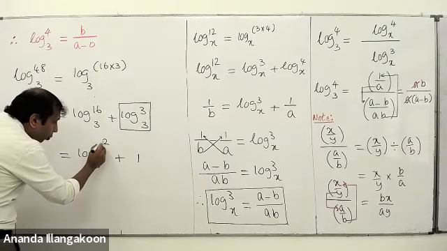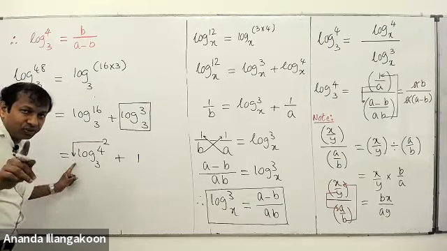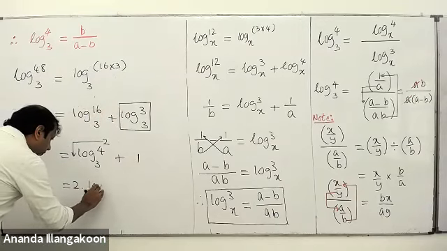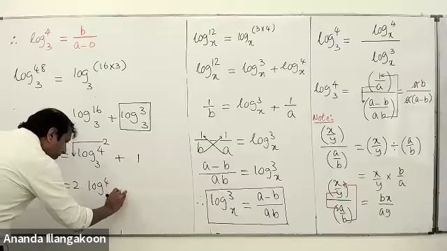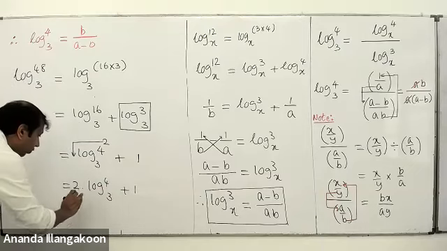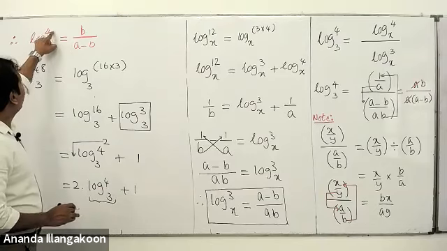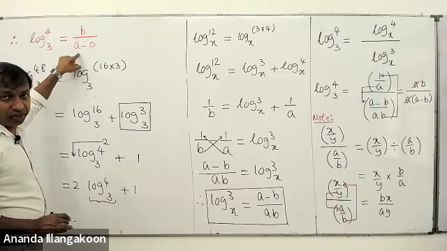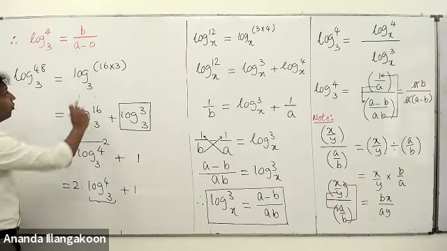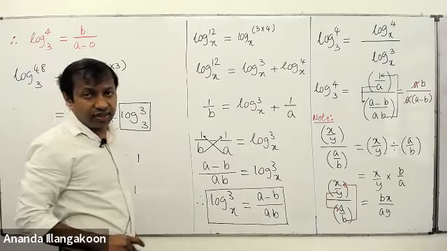Now, next one, people, this 2, this power you can take before. That also we have learned. Understood? Then write down here 2 log 4 to the base 3 plus 1. The answer of log 4 to the base 3 we have found here: b over a minus b. Substitute this b over a minus b here and simplify. You get the next answer asked in the question.